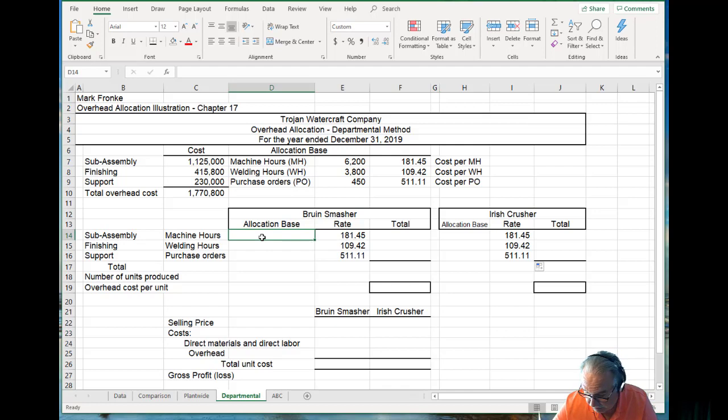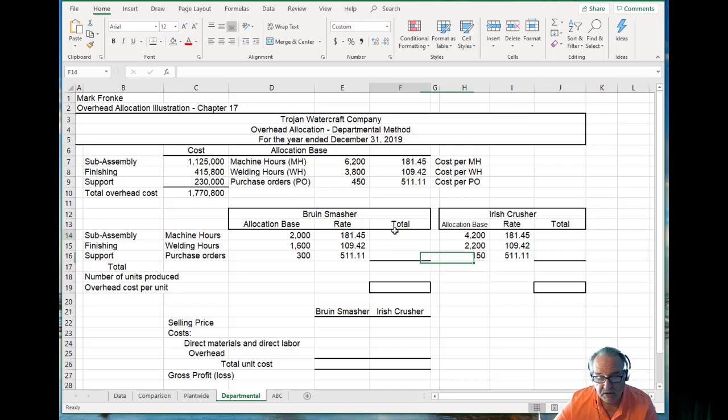So the Bruin Smasher has 2,000 machine hours, same as what we did with the plant-wide rate, 1,600 welding hours, and 300 purchase orders. 4,200 machine hours for the Irish Crusher, 2,200 welding hours for the Irish Crusher, and 150 purchase orders for the Irish Crusher.